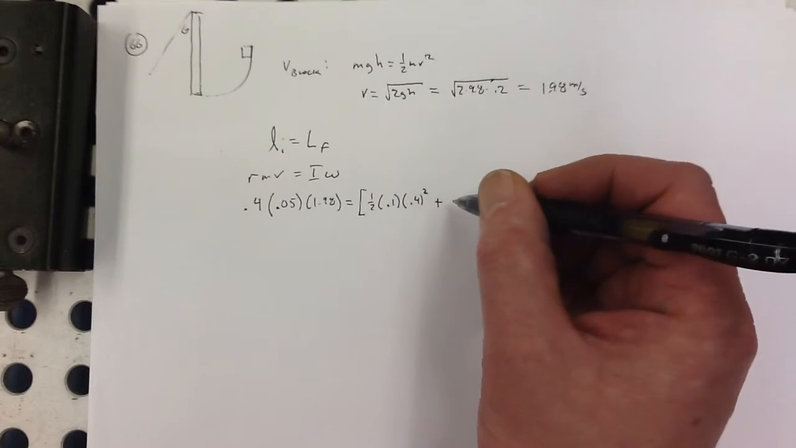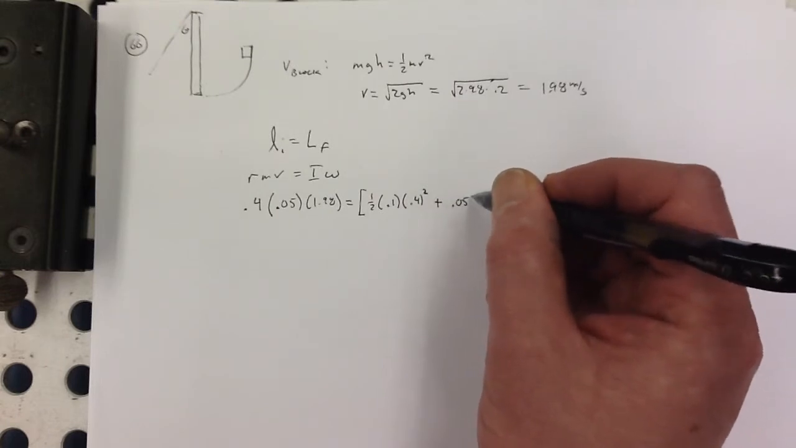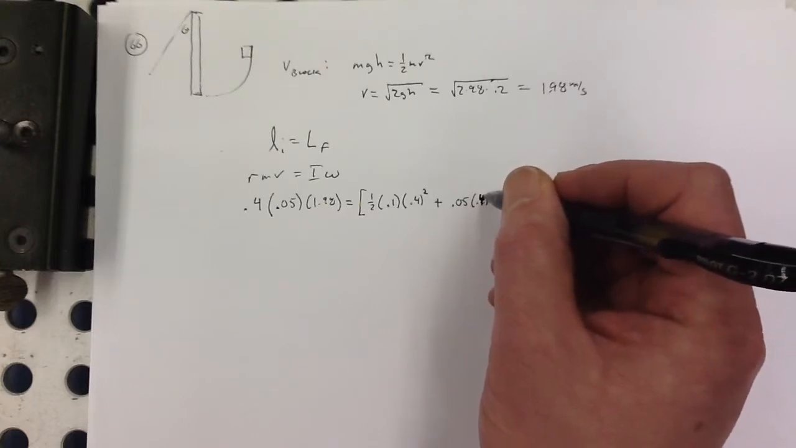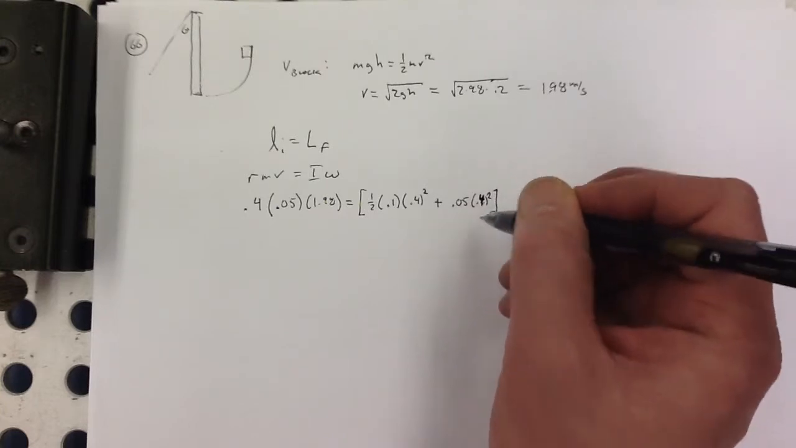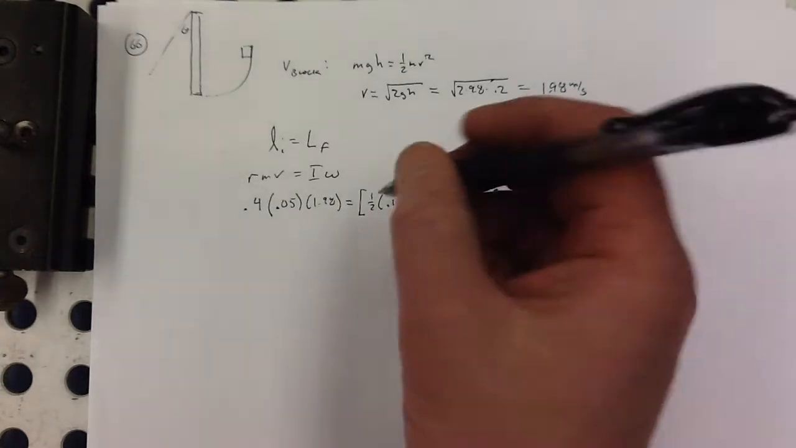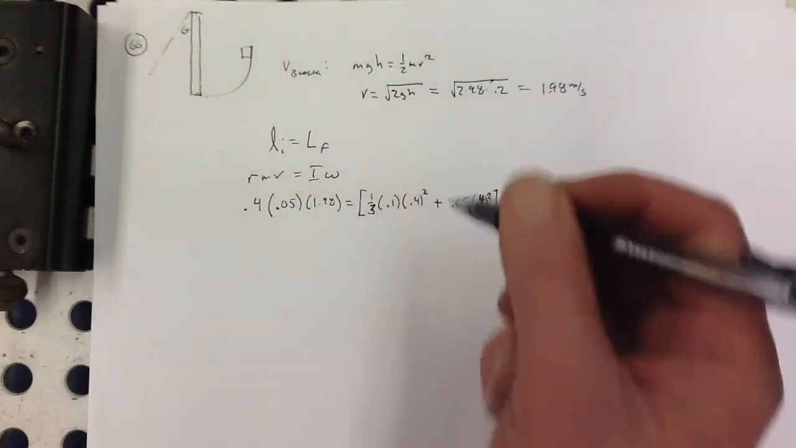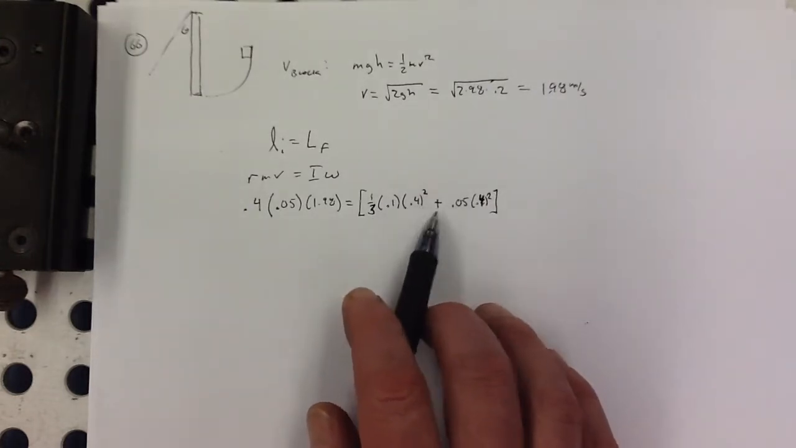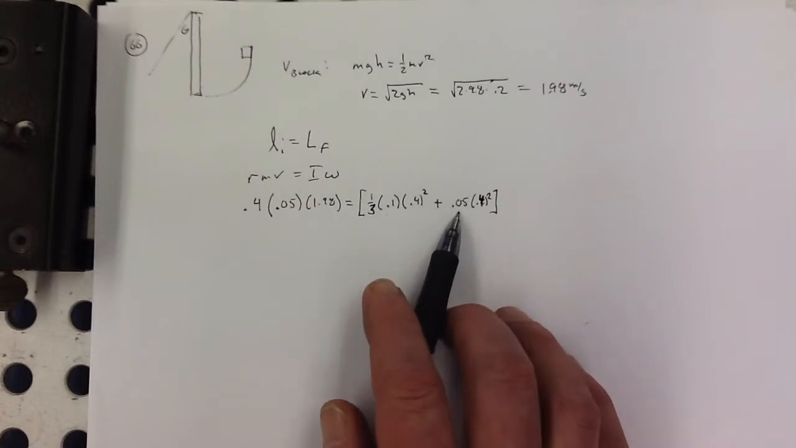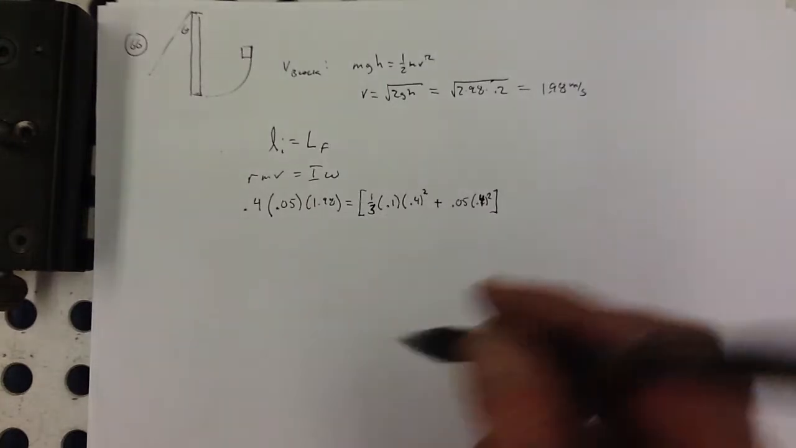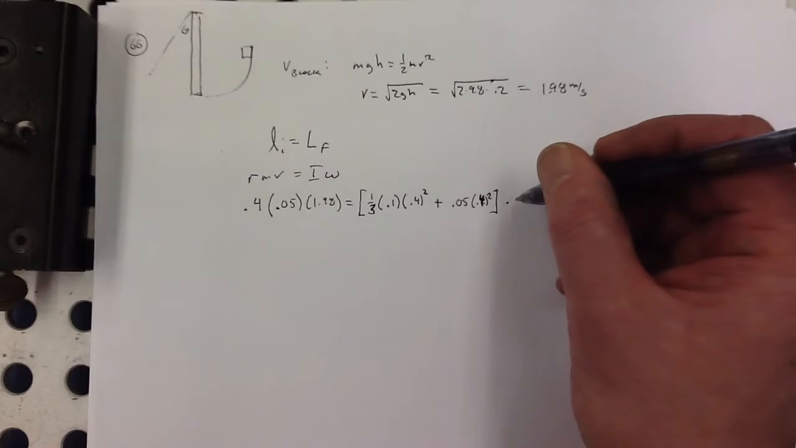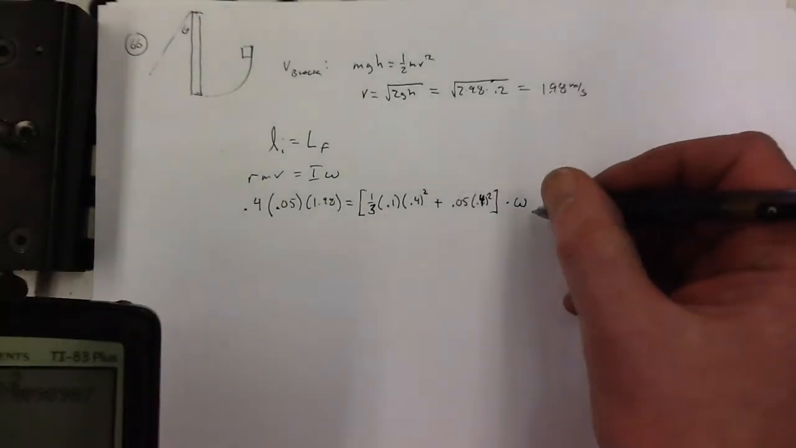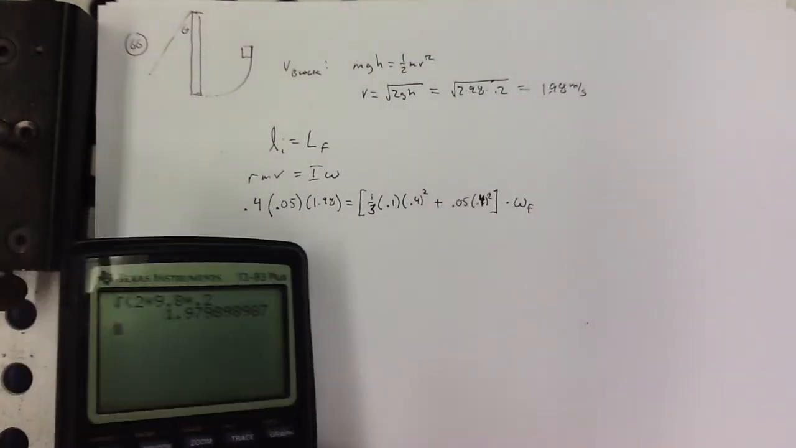Plus the mr squared of the block, m r, oops, the block is also at a full distance of 0.4 from the axis. So 1/2, it's not 1/2 either, is it? It's 1/3. I think I said that. 1/3 mL squared for the rod plus mr squared for the block, which we are treating as a particle, times angular velocity. All right, and that's the angular velocity after the collision, angular velocity of the block rod system.